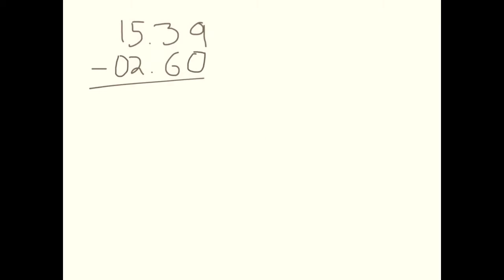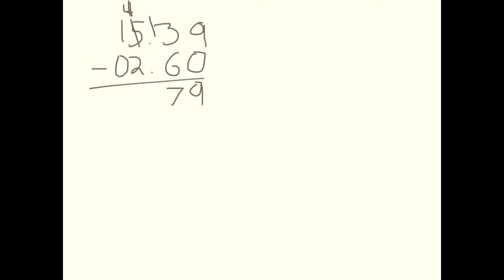So then you would subtract normally. So 9 minus 0 is 9. You're not doing anything. And then 3 minus 6. You can't do that, so you cross out 5, you make it a 4. And you make this a 13. And 13 minus 6 is 7.